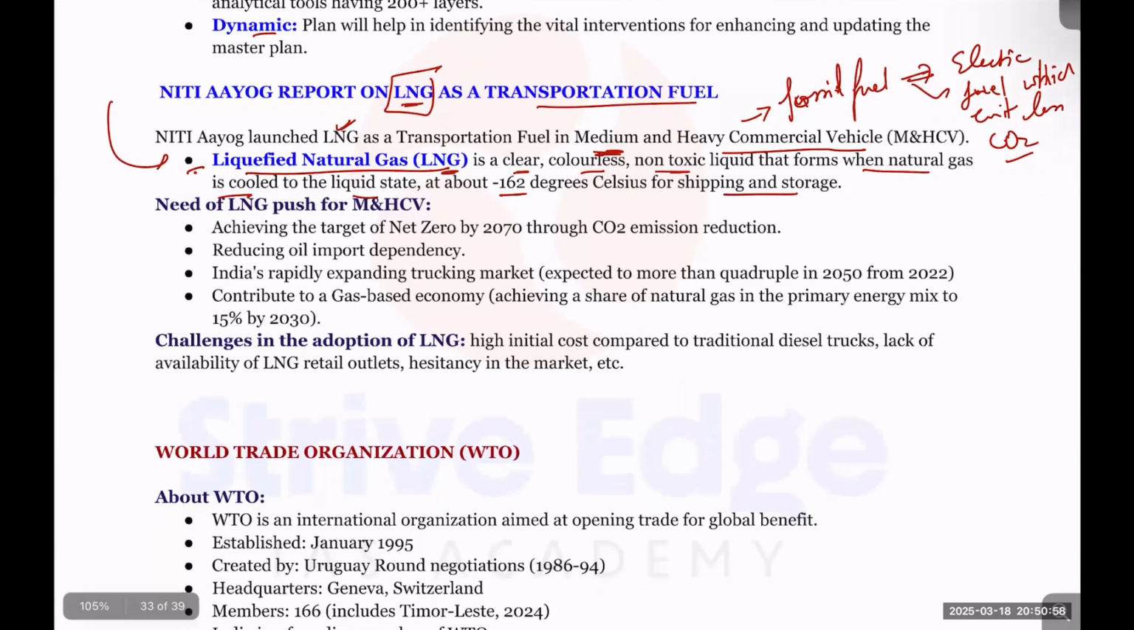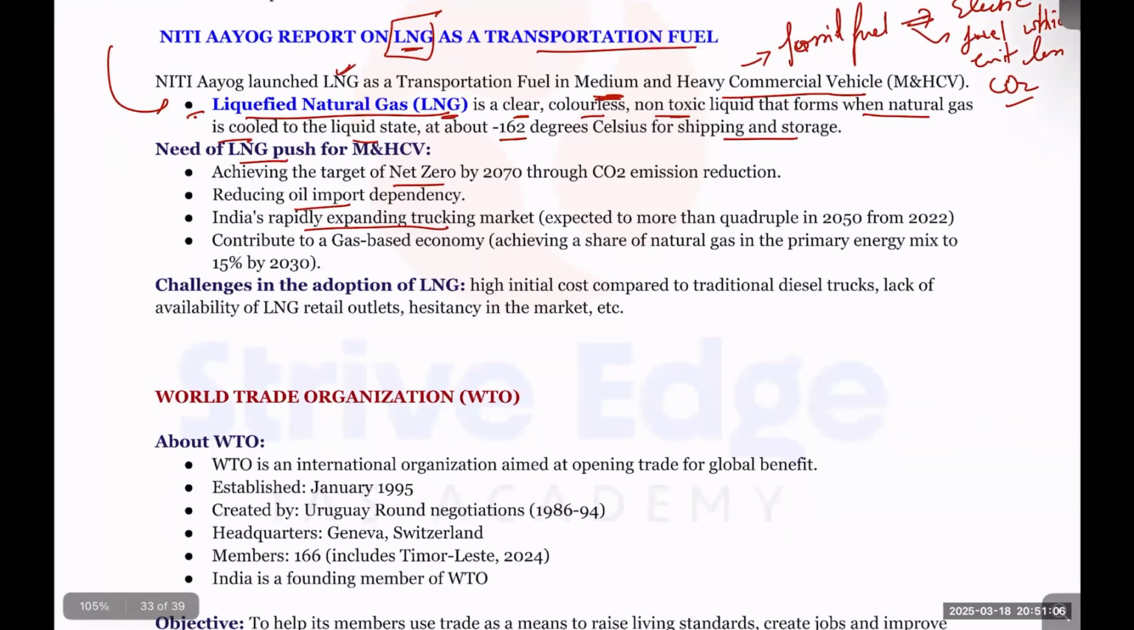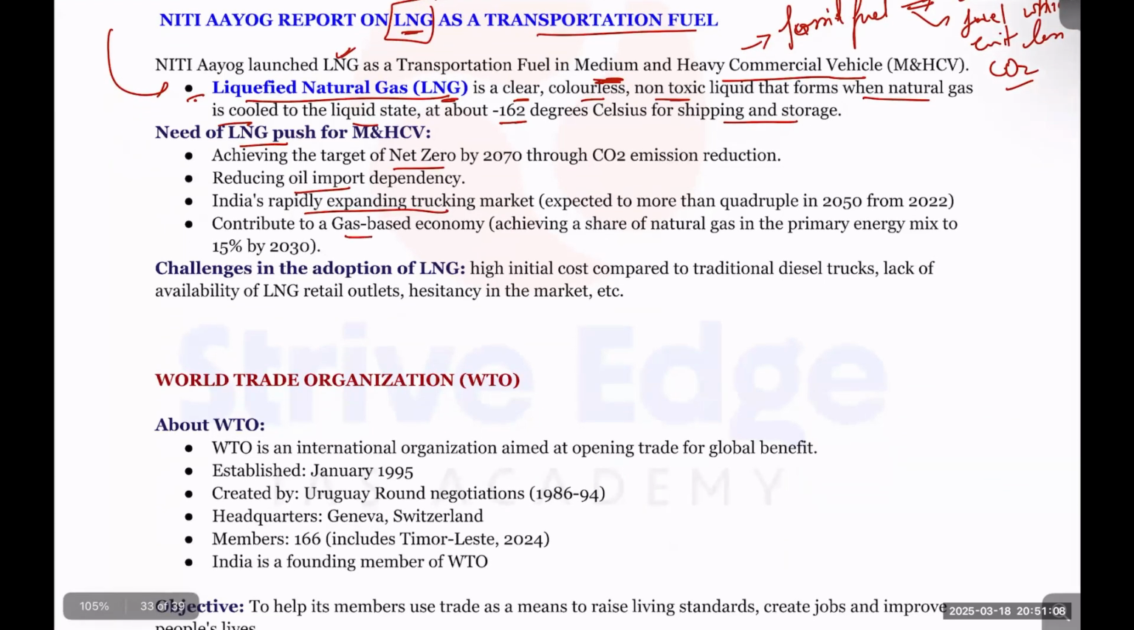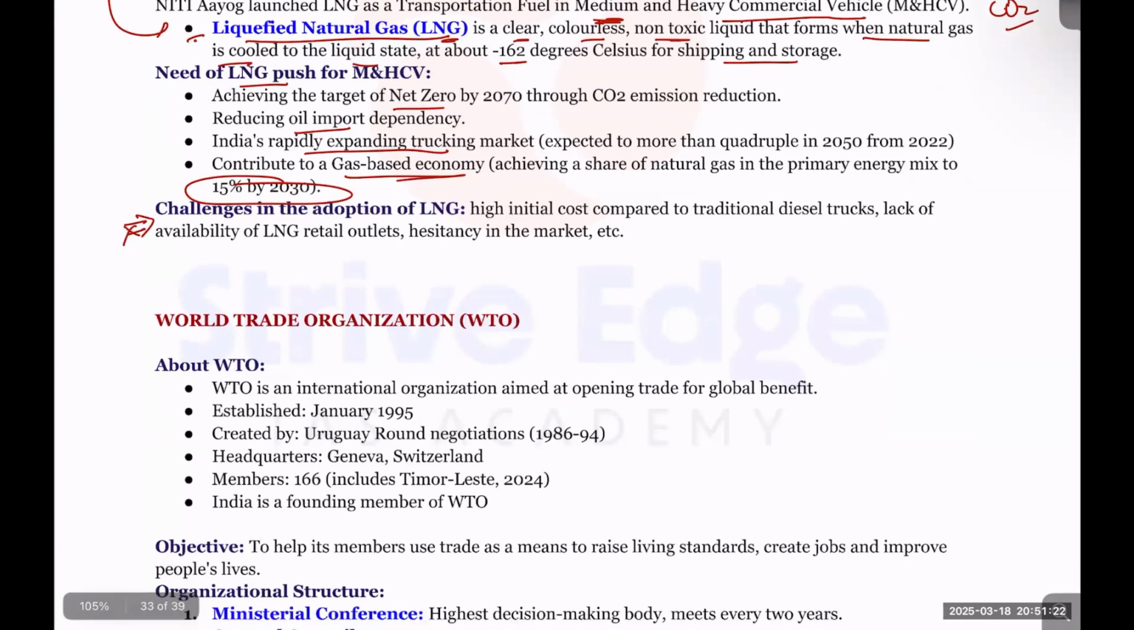What is the need of the LNG push? To achieve the net zero target, reduce oil import, serve India's rapidly expanding truck market, and contribute to the gas-based economy, where India wants that by 2030, 15% of the energy should be coming from the gas sector. There are many challenges to it also, but we are not going into the challenges of it.